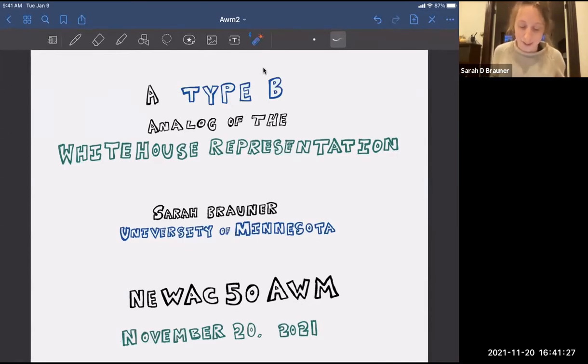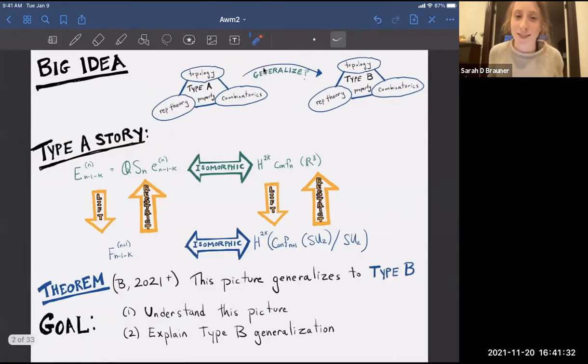Today I'm going to talk about a type B analog of the Whitehouse representations. The big idea of this talk is that I want to take some property of the symmetric group that brings together topology, representation theory, and combinatorics and generalize it to type B. This is the type A story right here, this picture. I don't expect you to understand right now what this picture is saying. The goal of this talk is to explain what this picture means, and then tell you about my contribution to this story, which is to generalize this picture to type B.